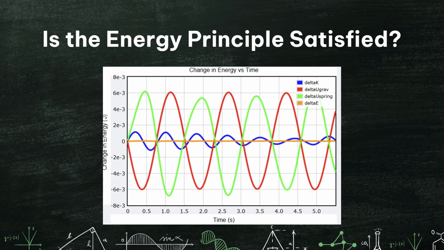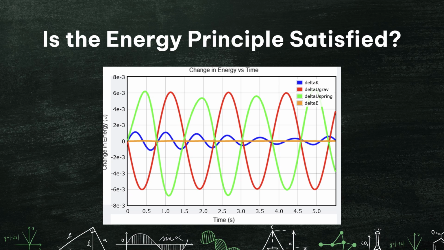Is the energy principle satisfied? As you can see in the graph, it is, since there are no external forces in the computational model. We know that there can be no work done, and that means that the change in energy must be 0. Again, the graphs show this with the different forms of energy adding up to 0.